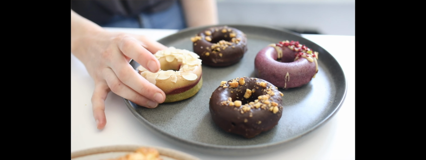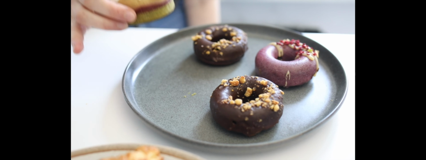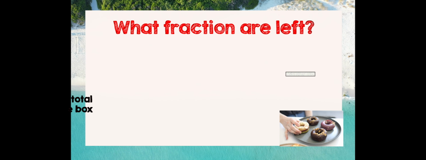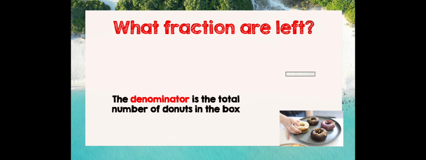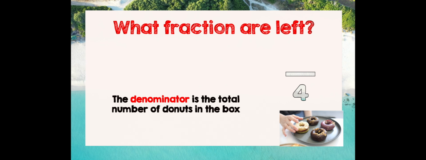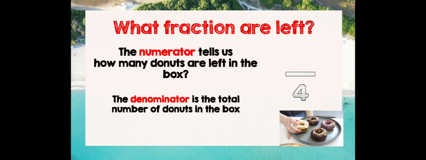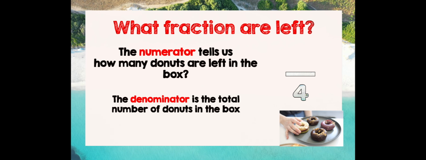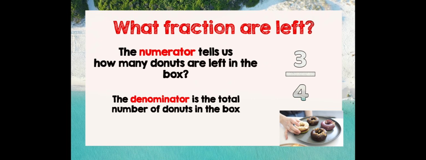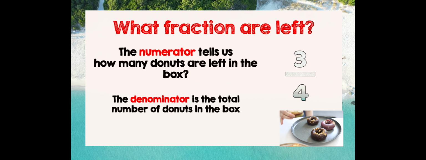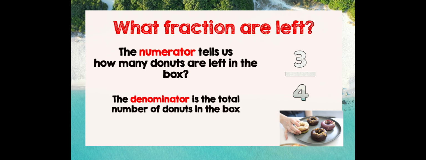One more example. What fraction of the donuts are left? So you can see we have our line. The denominator will tell us the total number of donuts in the box, which is 4. And the numerator will tell us how many donuts are left after some have been removed. In this case, 3 are left because 1 has been removed. So the answer is 3/4 are left.